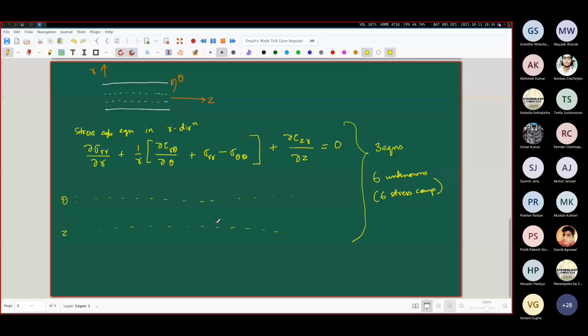What about the strain displacement relations? Earlier in the Cartesian coordinate system, we had obtained things like this: epsilon xx is equal to del u by del x, epsilon yy is equal to del v by del y. So those are the strain displacement relations.